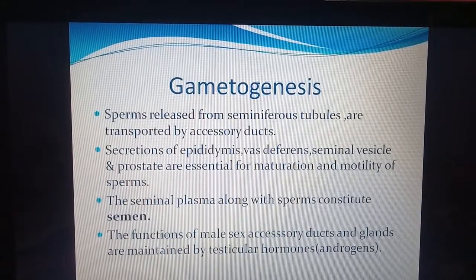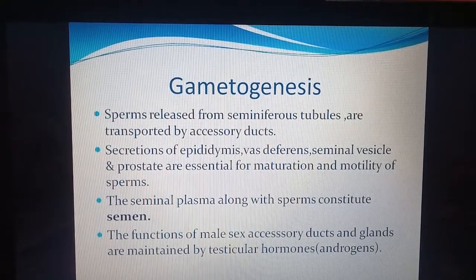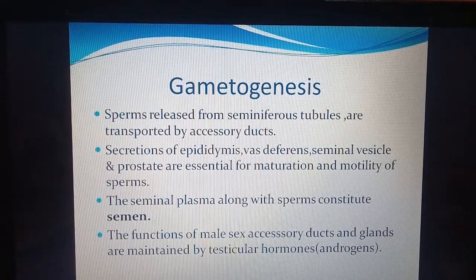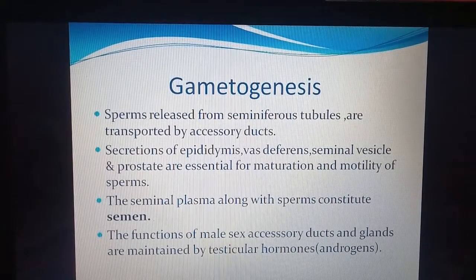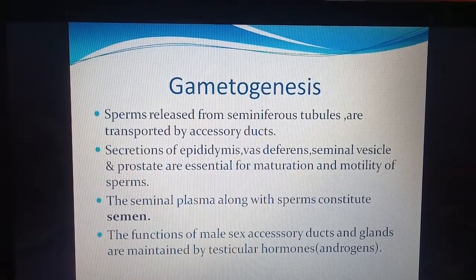The sperms are released from the seminiferous tubules and they are transported by accessory ducts like vasa efferentia, epididymis, seminal vesicle and finally to the outside through the penis. The secretions of the epididymis, vas deferens, seminal vesicle and prostate gland are essential for maturation and motility of sperm because they provide a medium for movement. This is the seminal plasma, the secretion from the glands along with sperms.